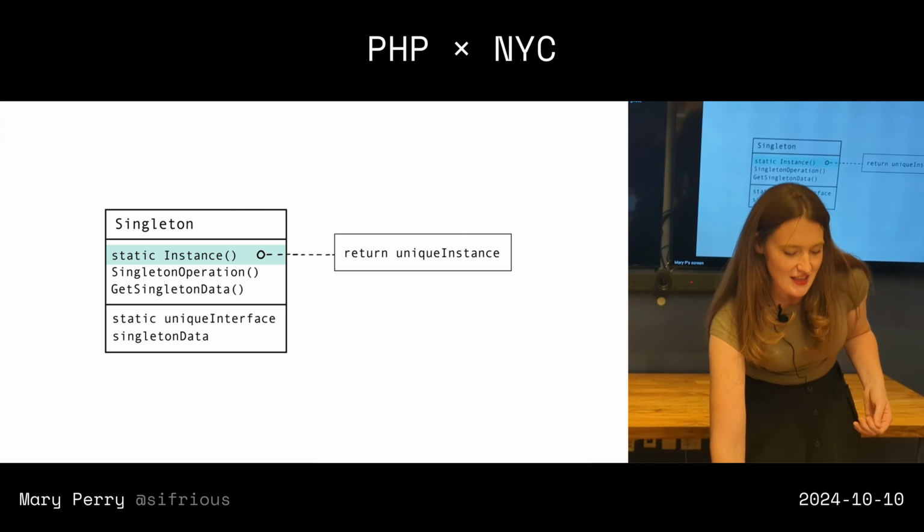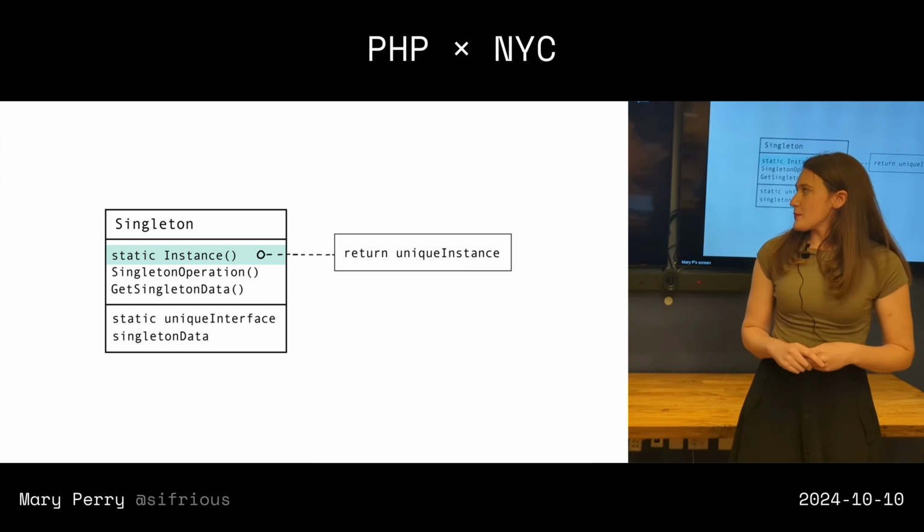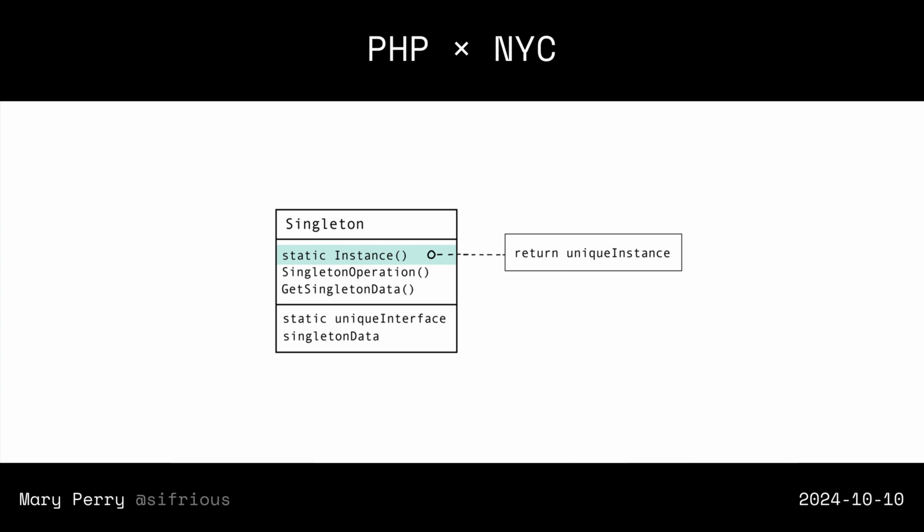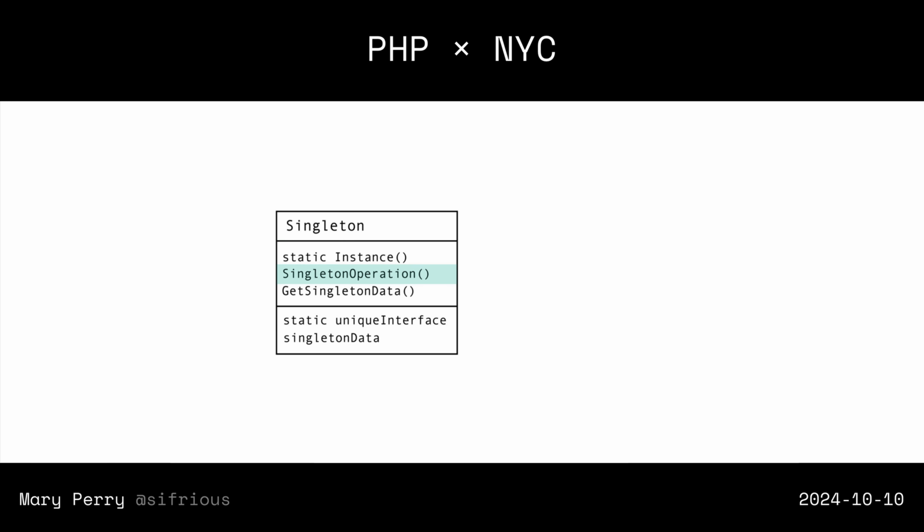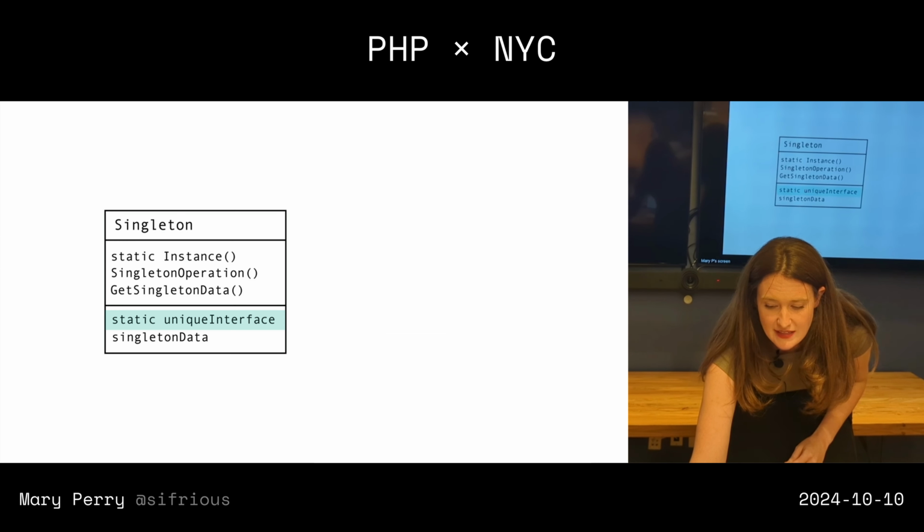So if I was going to do a diagram that I didn't steal from a textbook of a singleton, it would look like this. So we have the instance, which is going to return the unique instance. We saw that on application because we got the application instantiated. Singleton operation, so the singleton operation that we're overwriting in the concrete instantiation is going to be bind. Get singleton data can be multiple functions, really, depending on how you look at it. There's a lot of different ways to guess what that one is. Then we have the static unique interface.